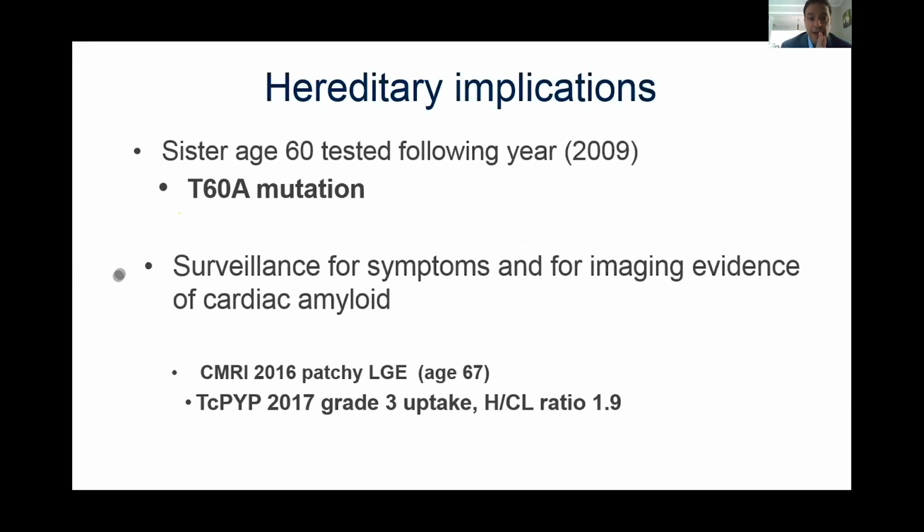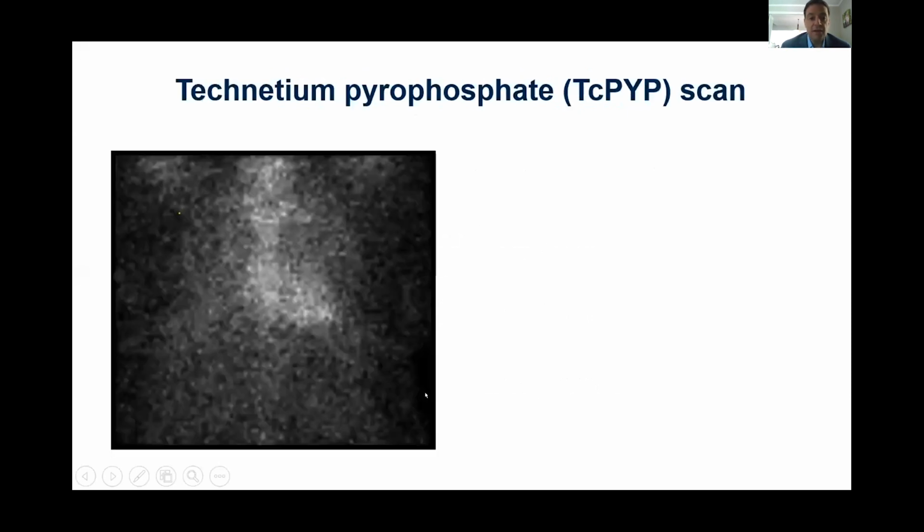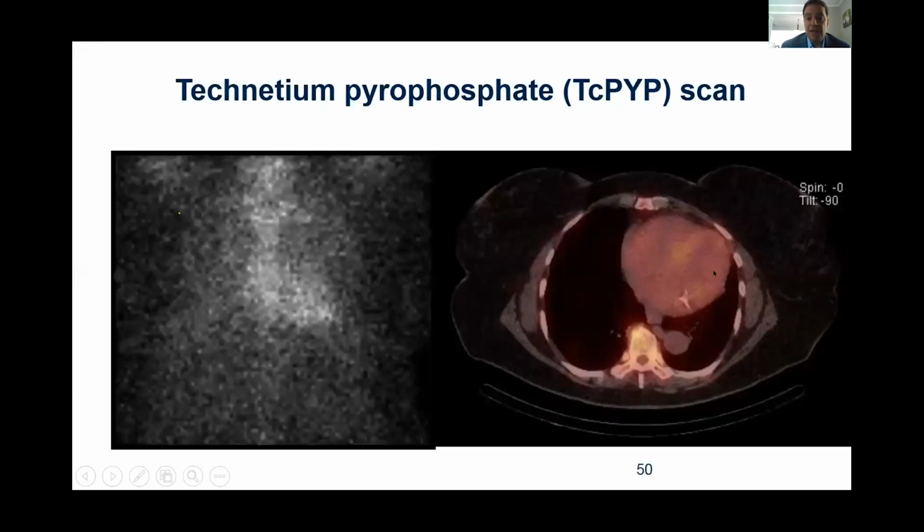We followed her, and by about 7 years later, we were following her for imaging and following her with symptoms, and she ended up starting to develop some patchy LGE uptake on MRI, and then by 2017, she had significant uptake confirmed by SPECT. So she had really no cardiac symptoms, but we detected this by imaging her closely and put her on treatment.